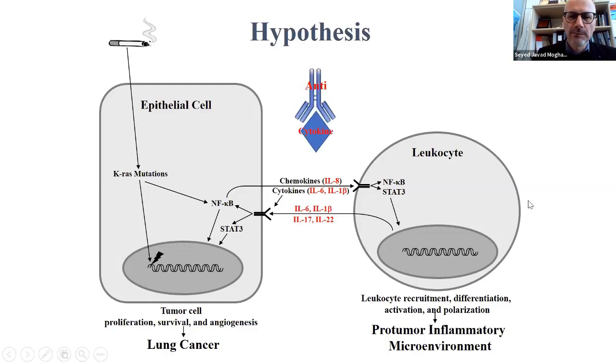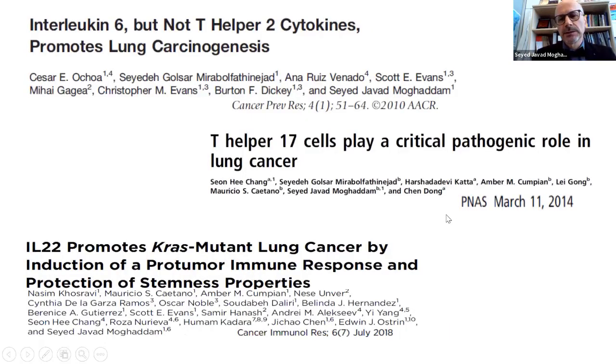So what if we target those cytokines? We went after every single one of those cytokines that we thought might be involved. We used a genetic strategy. We used an IL-6 knockout mouse, and we found that by targeting IL-6, or we used IL-17, and we found the same thing, that most of these cytokines, when they're targeted, could suppress the tumorigenesis. We also targeted IL-22, and we found the same thing.